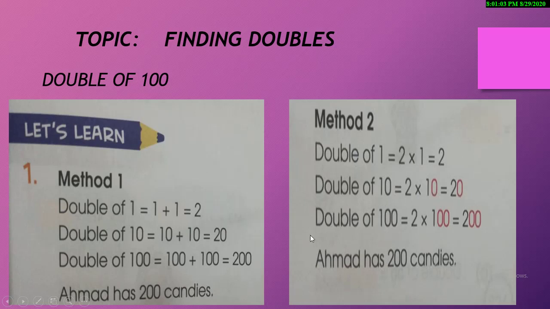That's very easy. Double of 100. To find the double of 100, you are going to multiply 2 by 100. In the same way, you will get 200. So these are the two methods explained over here: you can add the two same numbers, or you can multiply the number by 2. Your answers will be the same in both situations. So just keep that in your mind.